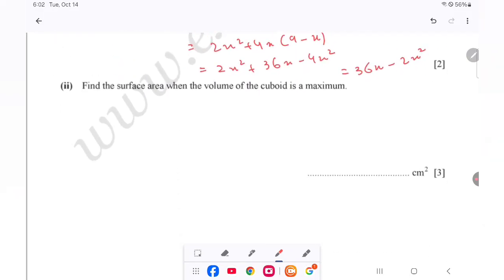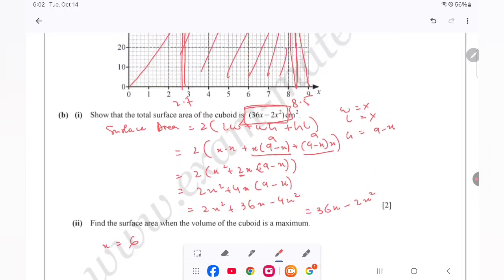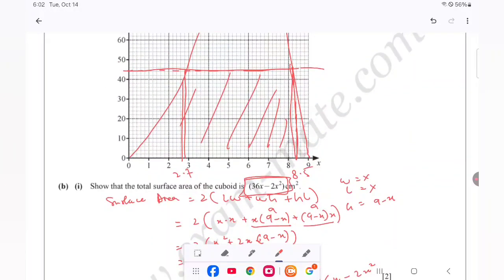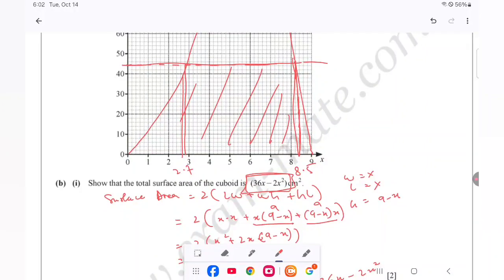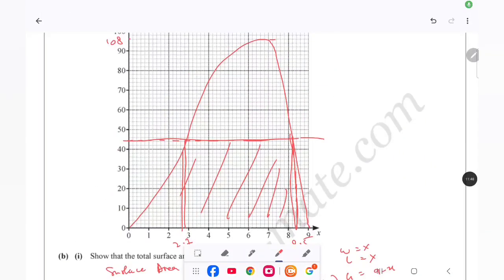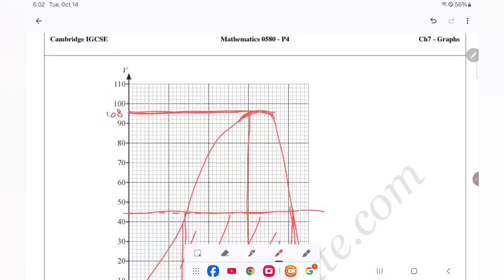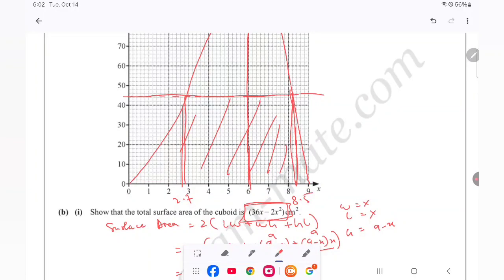For the B, find the surface area when the volume of the cuboid is maximum. Now for the maximum, x is equal to 6, because at that point it will give the maximum volume of 108. This is our volume which is maximum at that point, and we will consider this our point, which is 6.